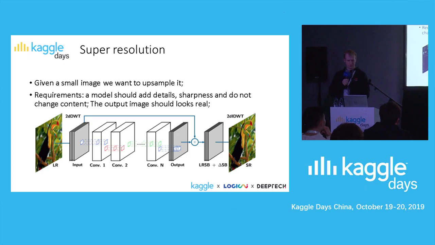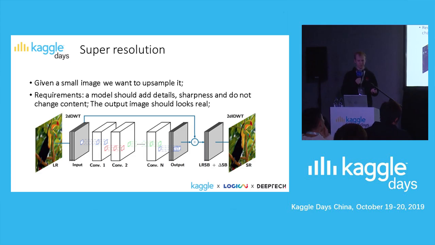And usually in semantic segmentation tasks, this architecture can achieve something like state of the art. But in computational photography, usually it doesn't work.